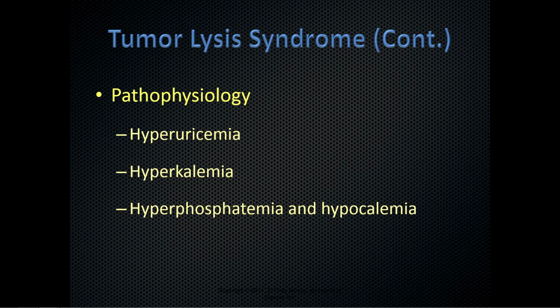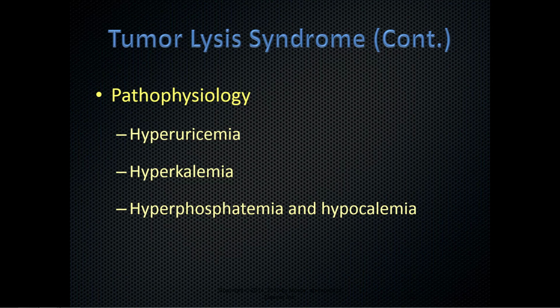Hyperuricemia usually occurs within 48 to 72 hours after the initiation of the cancer therapy. Hyperkalemia usually occurs within the first 6 to 72 hours after the initiation of chemotherapy. So monitoring of the potassium level within that time frame is very important. The resultant hyperkalemia may lead to a profound effect on the cardiovascular system and can result in cardiac arrest and death.